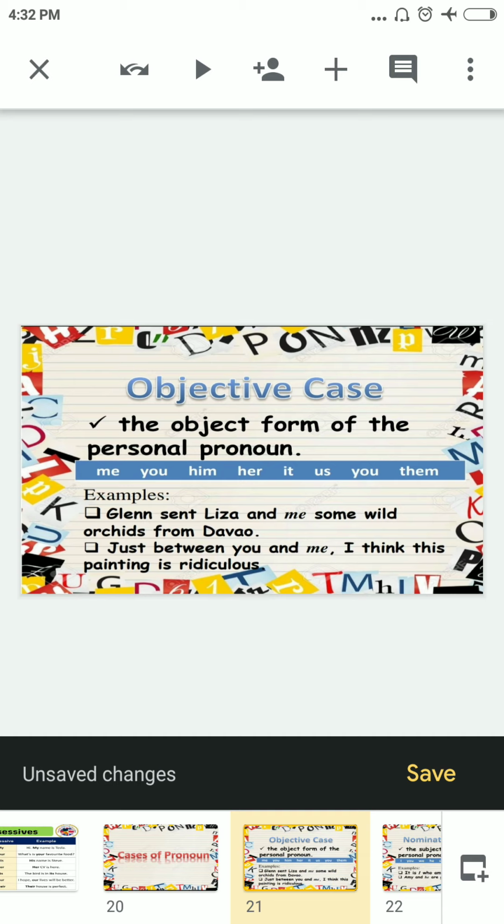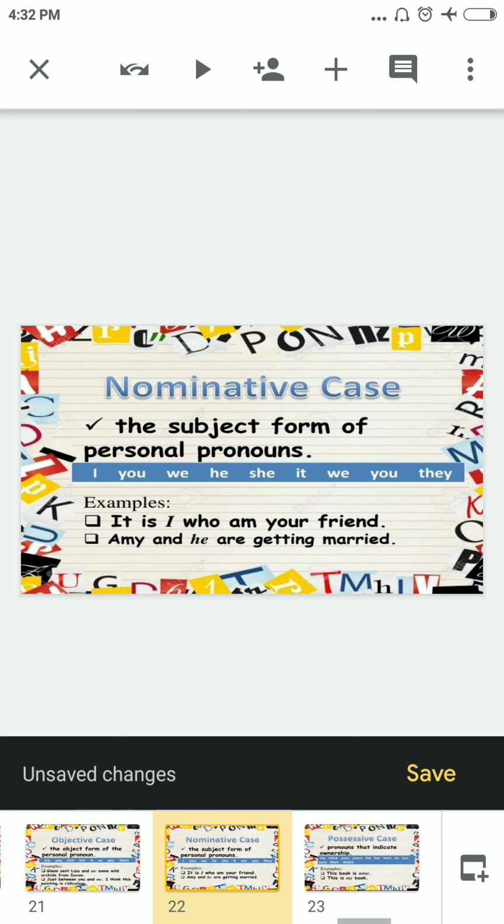Just between you and me, I think this painting is ridiculous. So here you are able to see in both the examples we have used the pronoun me in the object place, not in the subject place, not at the beginning. So see here. Now second case is the nominative case, the subject form of the personal pronoun. It means we are going to use the pronoun here in the subject place. I, you, we, he, she, it, we, you, they, all these are the examples of the nominative case.